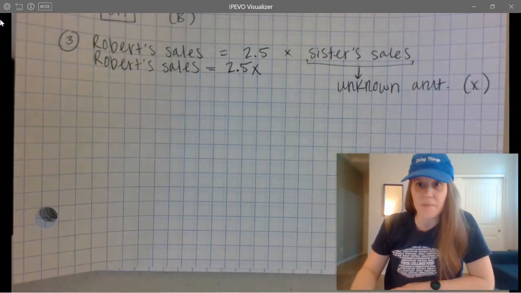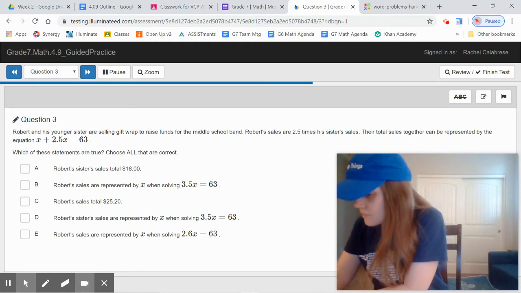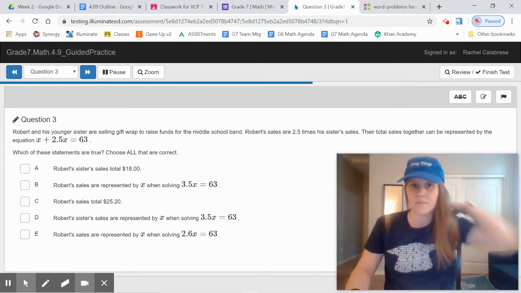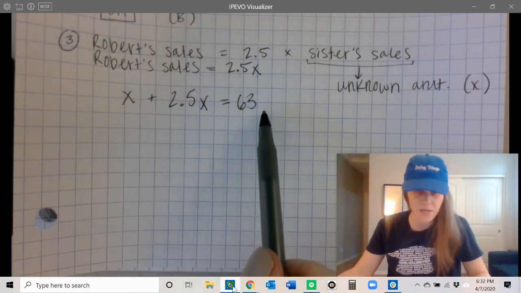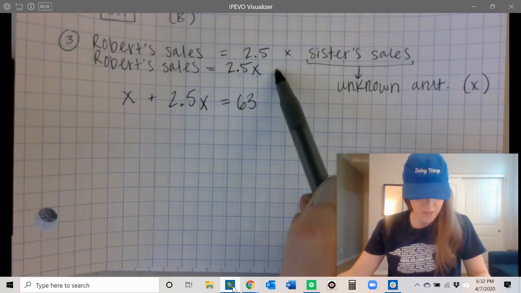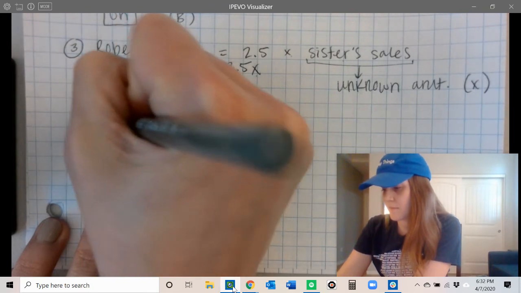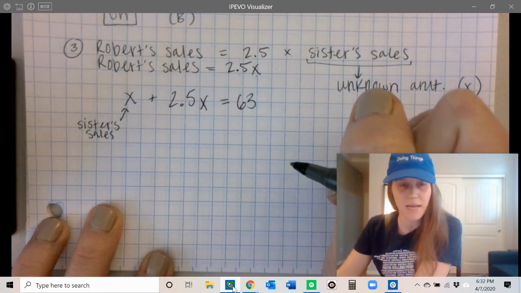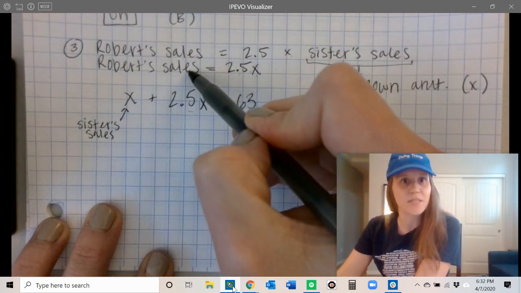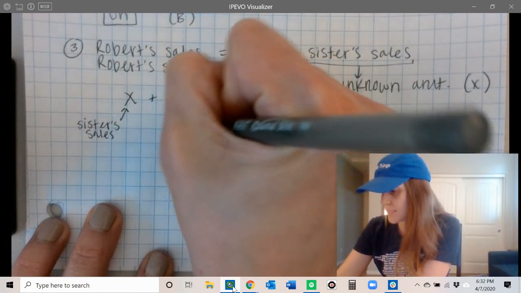Okay. I also want to copy down the equation from the problem. Let's just double check that we've got it. Yeah, go ahead and write down this equation on your paper. All right. And the reason that I want to do that is because in order to answer this question, I really need to understand what each of these parts in algebra represents in the story, right? So what does x represent? x represents the sister's sales. So how much money did she make from selling the, whatever it was, magazine, I think. What does 2.5x represent? Well, we did that pre-thinking already. 2.5x represents Robert's sales because he sold 2.5 times more than his sister. So this is Robert's sales.